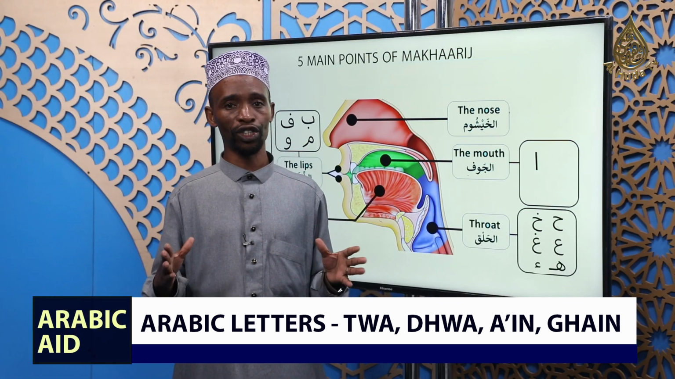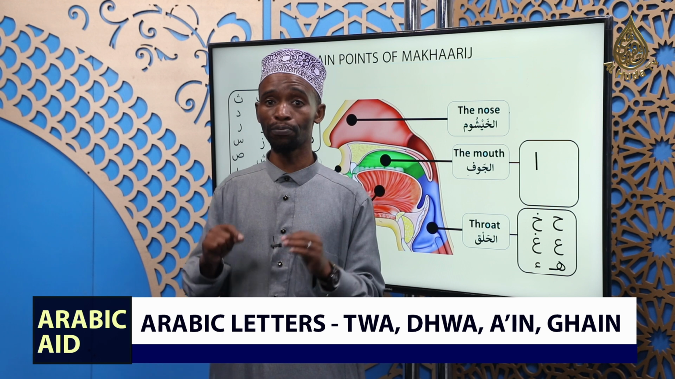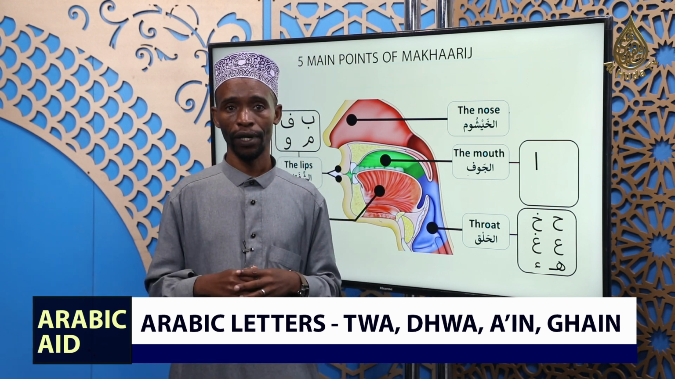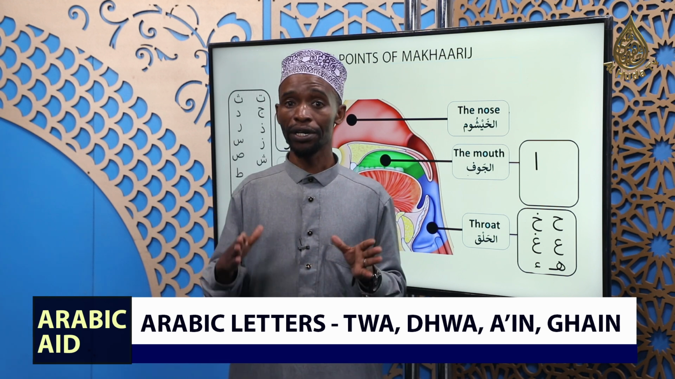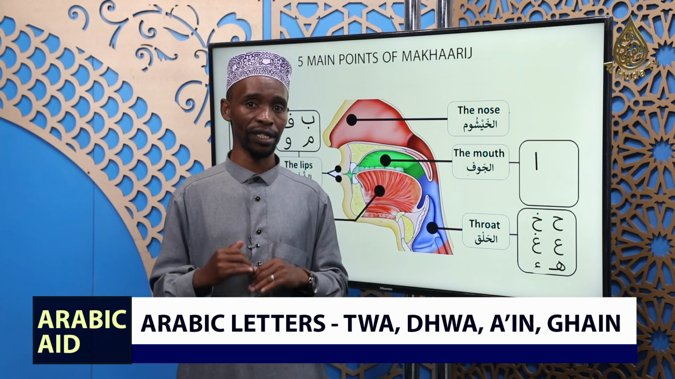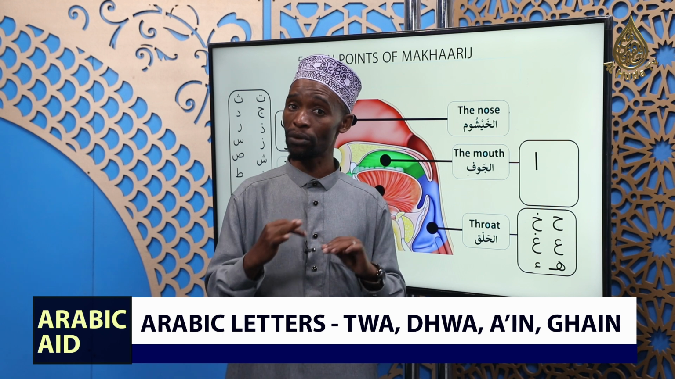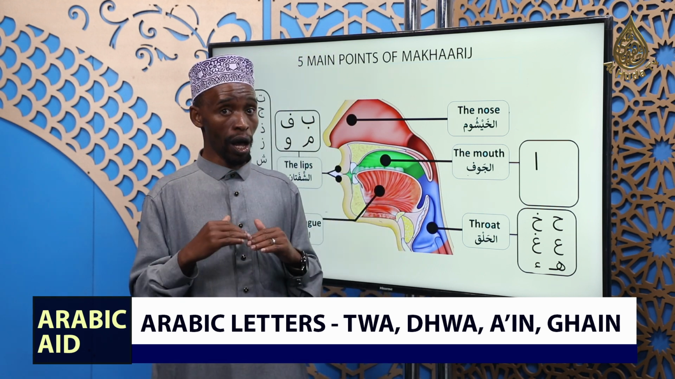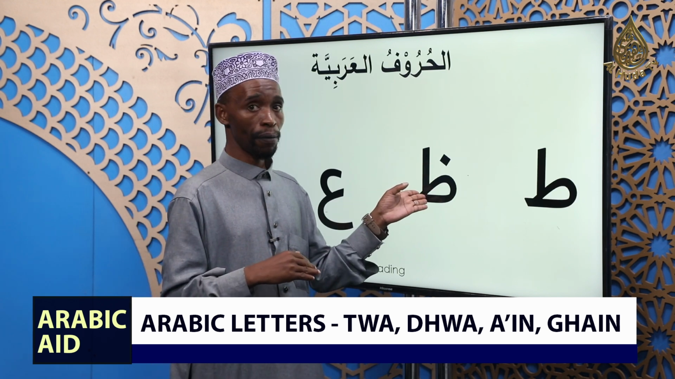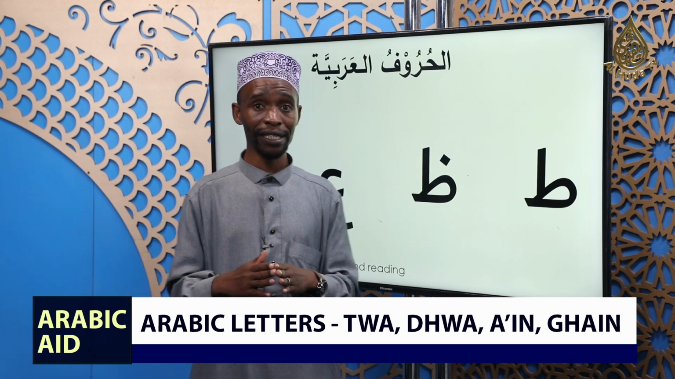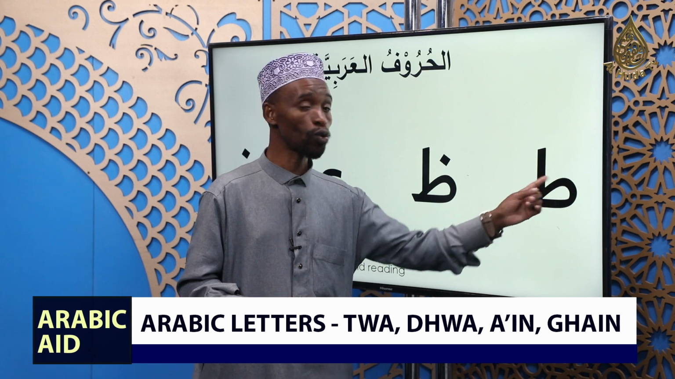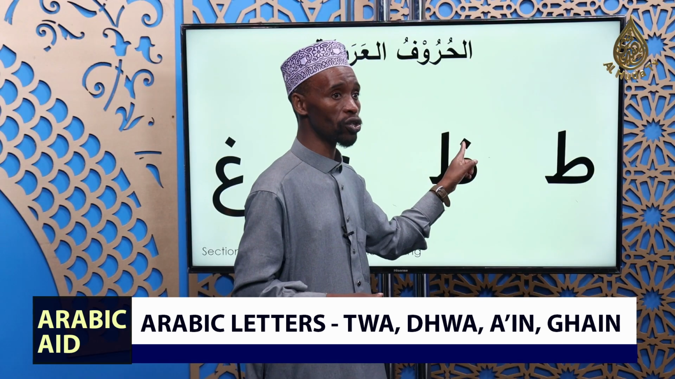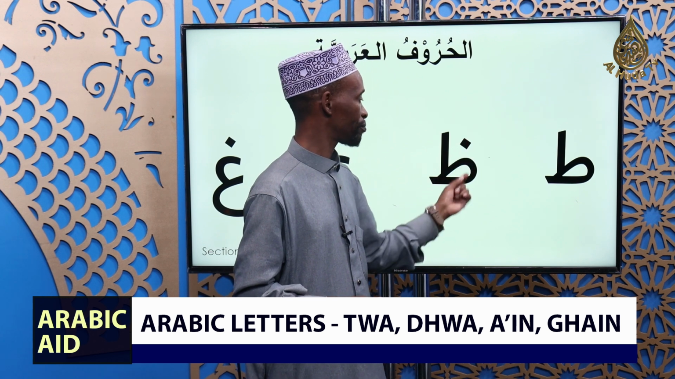Pay close attention to Twa because it is pronounced differently from the normal Twa that you are familiar with. Remember, Arabic pronunciation is about accuracy. Twa is followed by Dhwa, which has the same shape as Twa, but it has a dot on top of it.